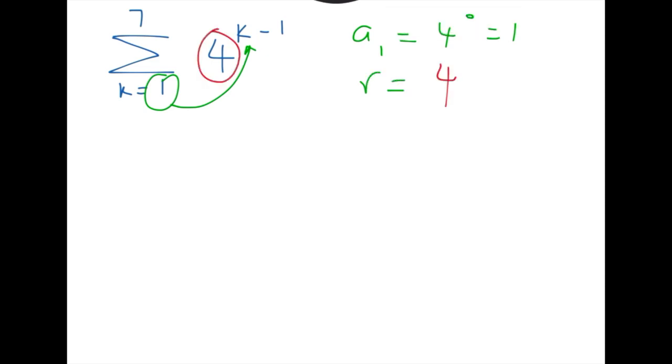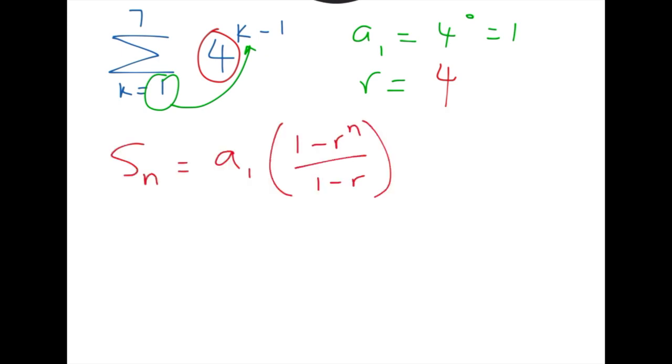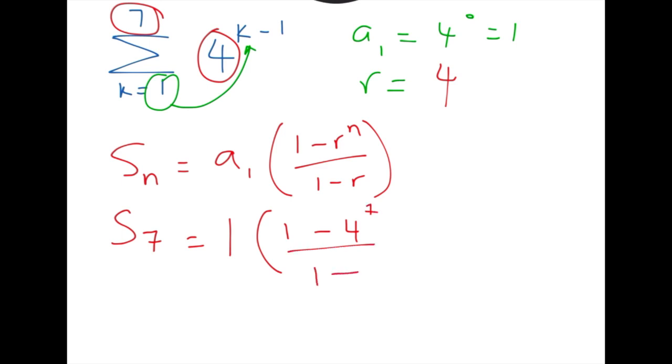We know what the formula says, so let's see what we have here. The sum of the first 7 terms of this geometric sequence is going to be a1, which is 1, times 1 minus the common ratio, which is 4, to the n power, which is 7, over 1 minus r, which is again 4. And that will give us 5,461. And that is our answer.